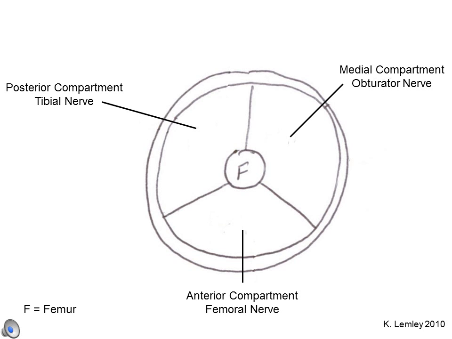In your lecture notes, draw in a cross-section of the thigh with the posterior, medial, and anterior compartments and their contributing nerves. The tibial nerve to the posterior compartment, the obturator nerve to the medial compartment, and the femoral nerve to the anterior compartment.